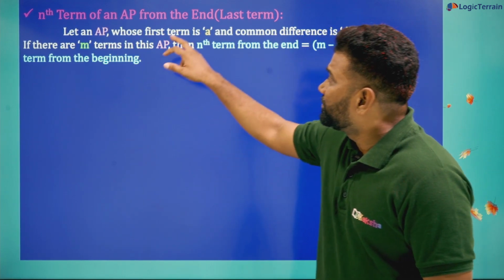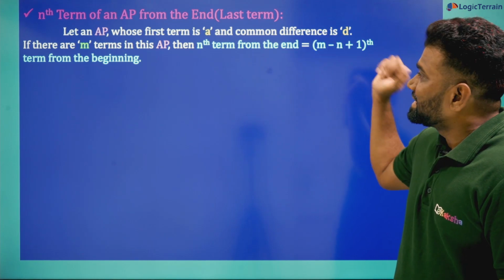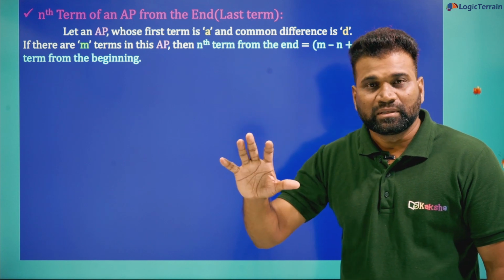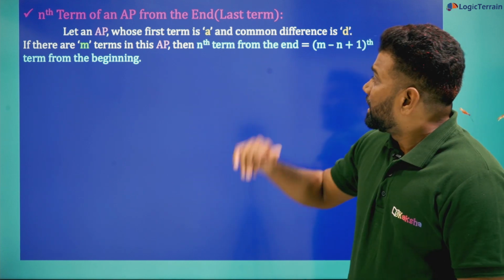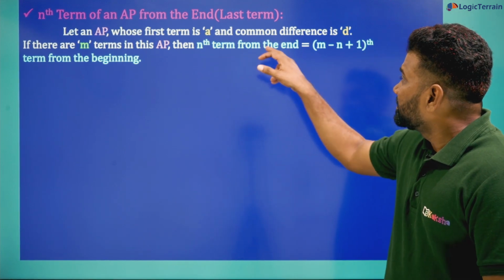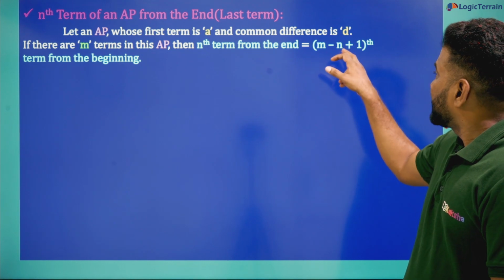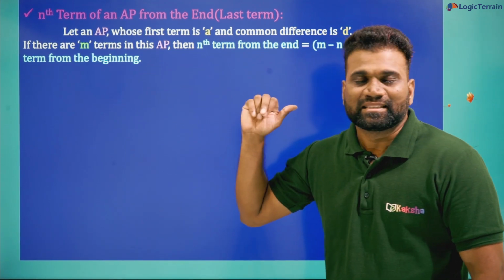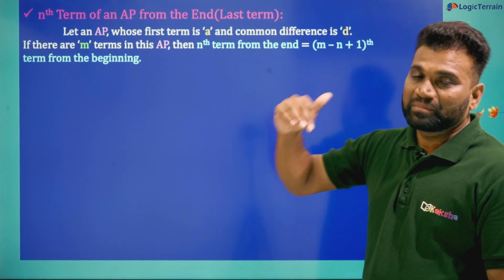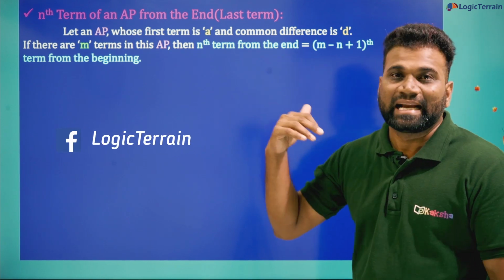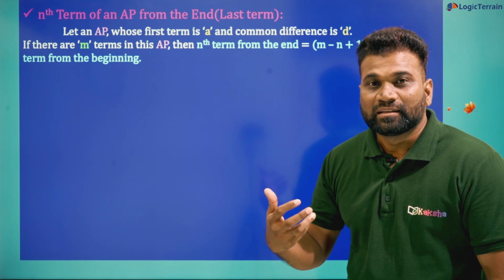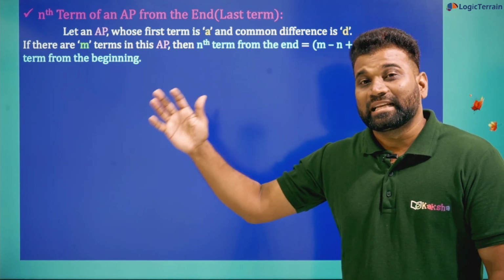Let an AP have first term A and common difference D. Let us assume there are m terms in that AP. Then the nth term from the end will be the (m minus n plus 1)th term from the beginning. Got it? So the (m minus n plus 1)th term from the beginning will be the nth term from the end. By using this we will find the nth term from the end, that is, the nth term from the last.